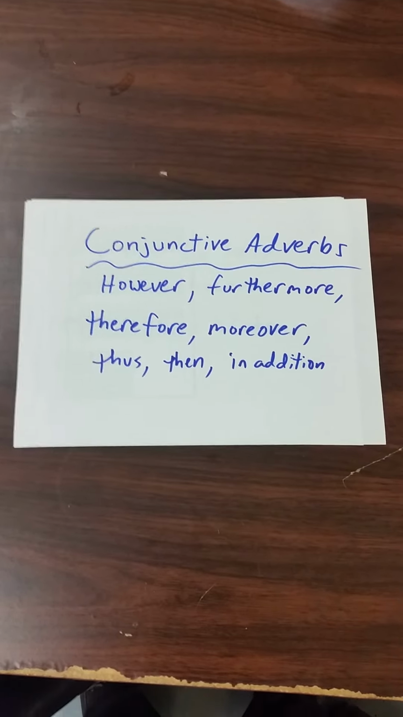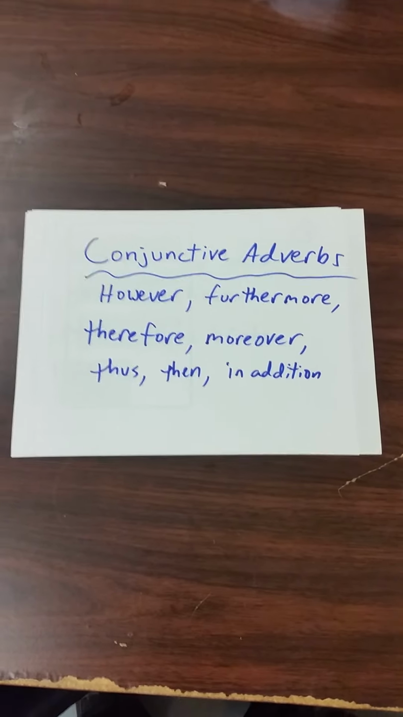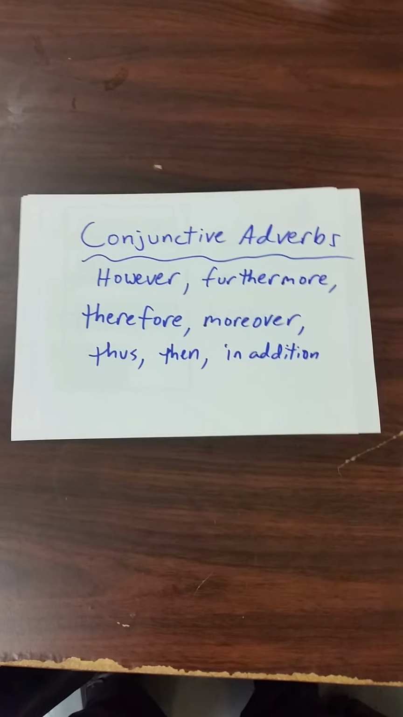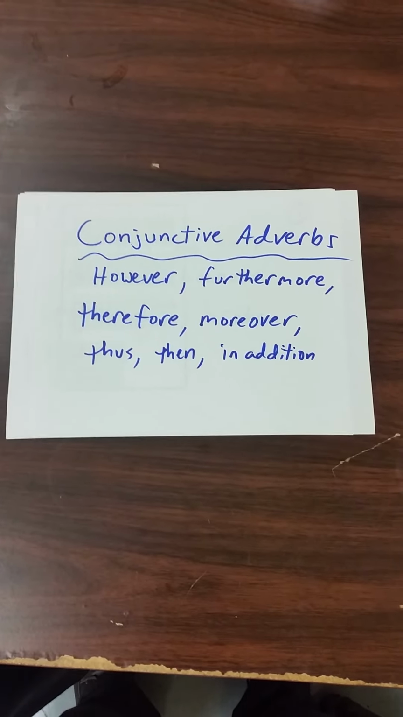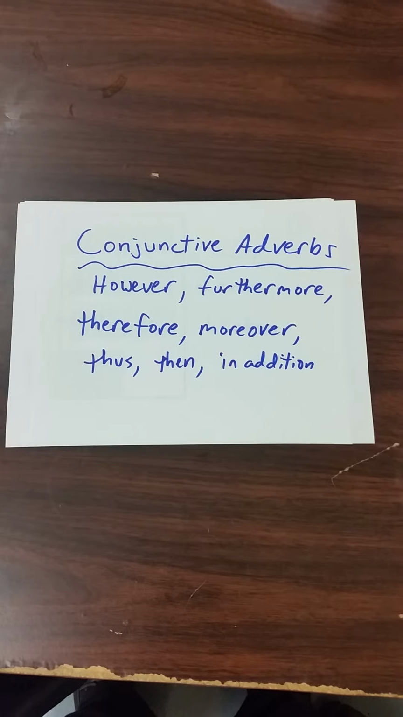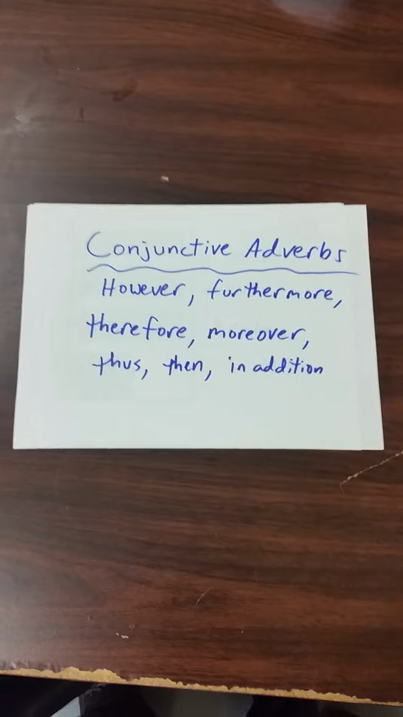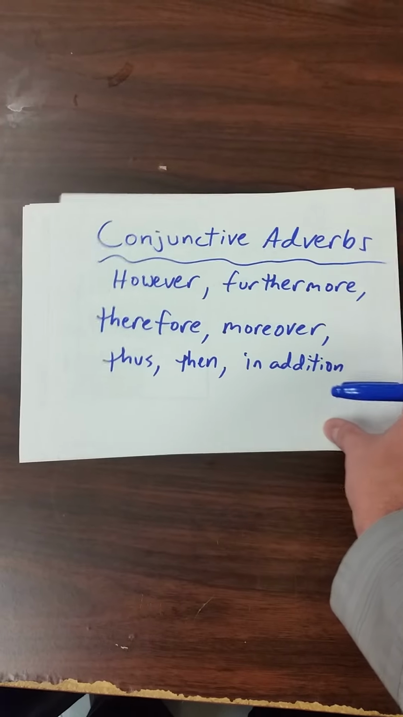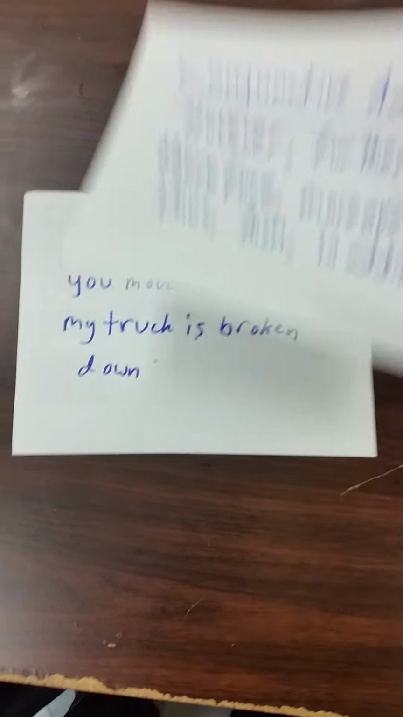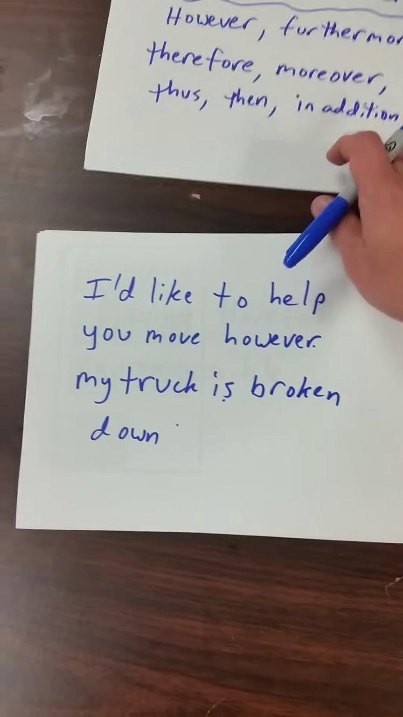And the final rule we need to learn today is about using semicolons with what are called conjunctive adverbs. Conjunctive adverbs are words like however, furthermore, therefore, moreover, thus, then, in addition, and so on. And we're going to actually see how we can use these along with a semicolon. So let's take a look at our first example sentence here.